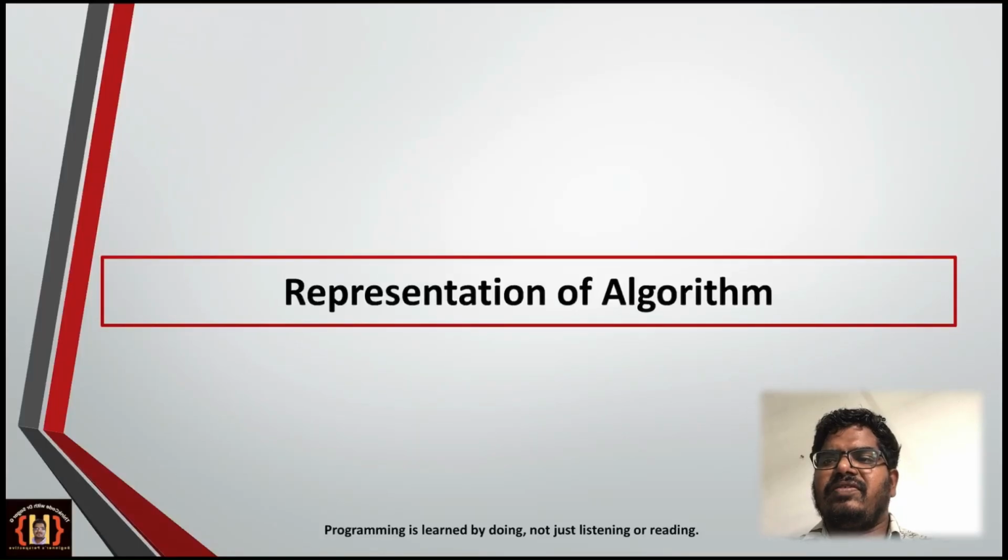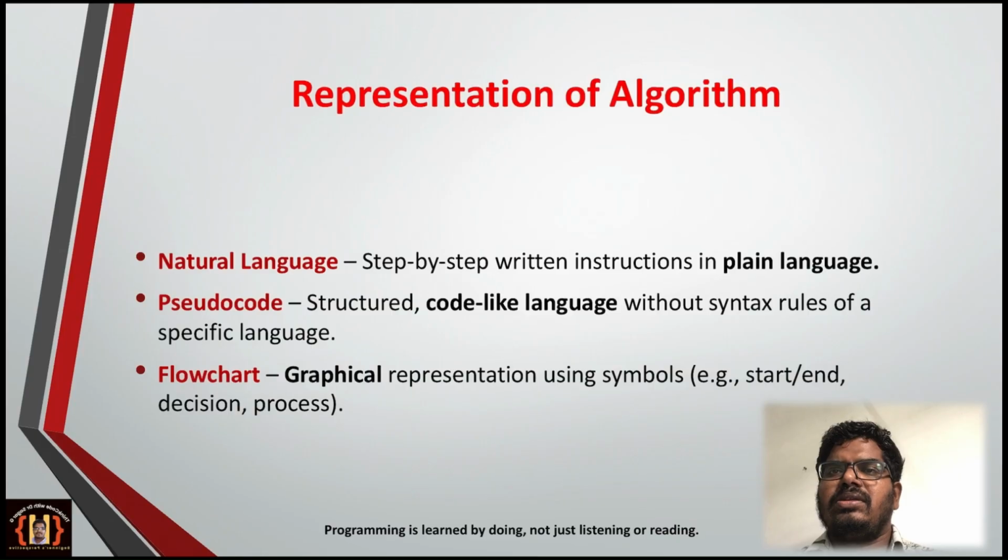So, representation of algorithm. We can represent an algorithm simply in natural language, that's plain English, and you can represent the algorithm using pseudocode, and you can represent that algorithm using a flowchart. When I say natural language, it means plain English, and when I say pseudocode, it's basically code-like language. Code-like language means what? It looks like code, but it is not exactly code, and it doesn't follow any syntax rules.